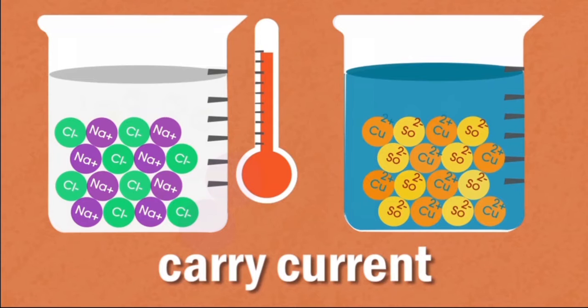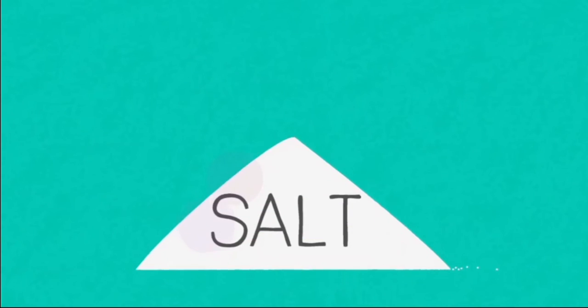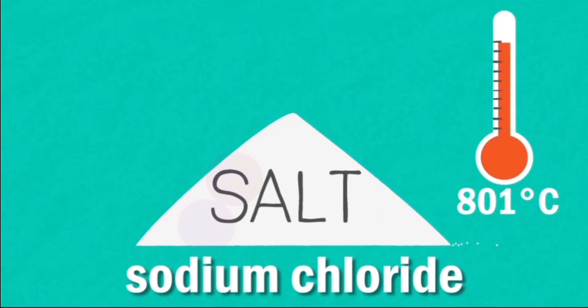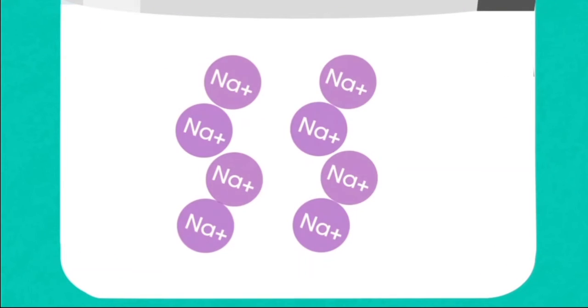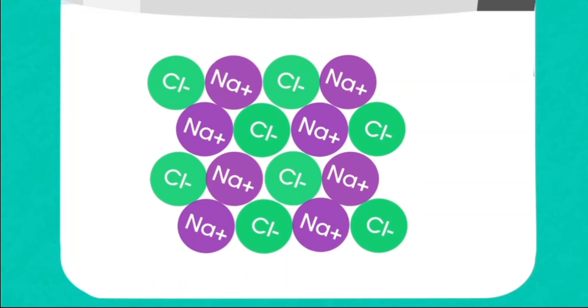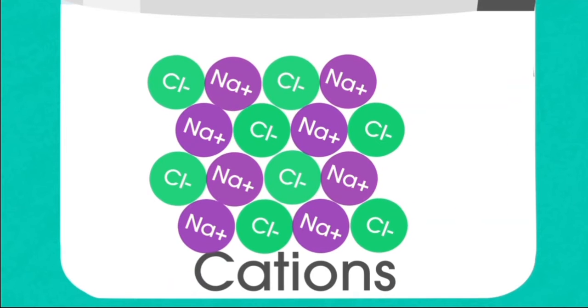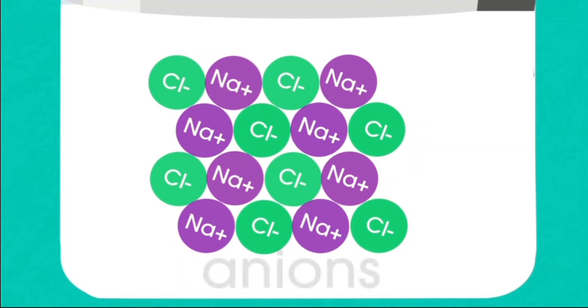Let's take a common example, for example, table salt. If you heat sodium chloride to over 801 degrees Celsius, it will melt. The liquid will contain free-flowing positive sodium ions and negative chloride ions. This simply means that sodium and chloride ions will be able to move freely within the liquid sodium chloride. Positive ions are called cations, negative ions are called anions.